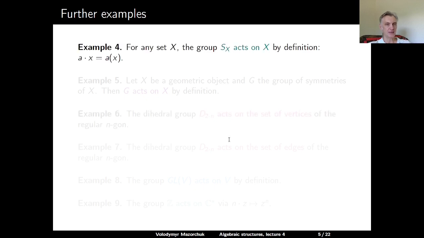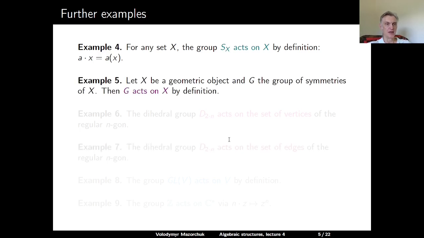For any set X, the symmetric group S_X on X acts on X by definition, because each element in the symmetric group is a bijective transformation of X. So we can take this element and apply it to an element in X, and we get as an output a new element in X. So by definition, S_X acts on X.